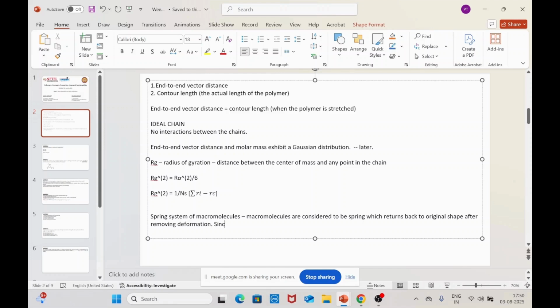Since this exhibits a spring type behavior, we compare this with the Hookean spring and derive the equations. So you have this force equation. I hope you guys are able to remember, or otherwise I'll write it down here.